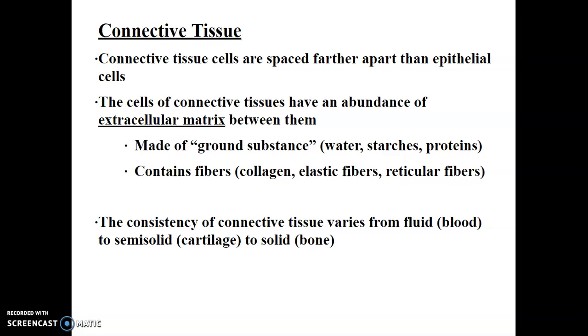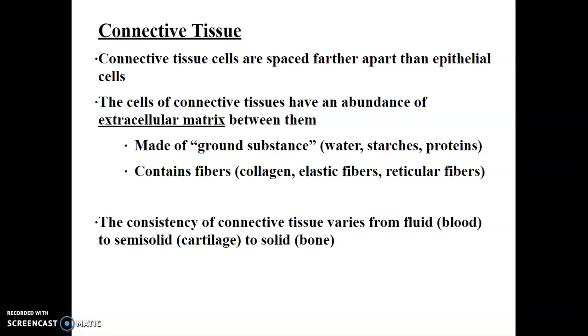Connective tissue is spaced further apart than epithelial tissues. The biggest thing I want you to see, and hopefully you saw it in an earlier video, was about this. The cells have an extracellular matrix between them. It's made up of several things: collagen fibers, elastic fibers, and also just kind of this ground substance, water, protein, starches. And because of this matrix, it's what gives such diversity to the connective tissues that we're going to look at. Some of it have a lot of extracellular matrix packed into these tissues. Some of them are very loose and spread out, okay?